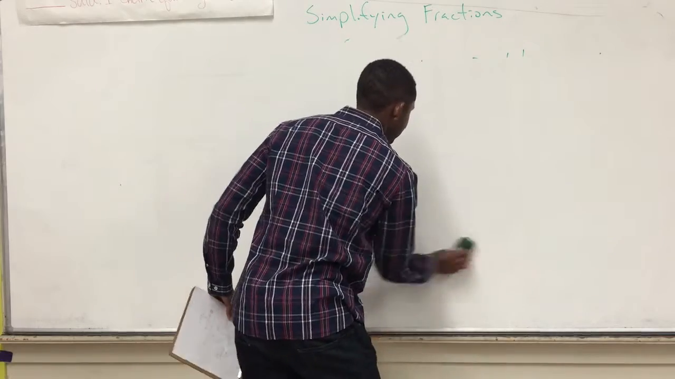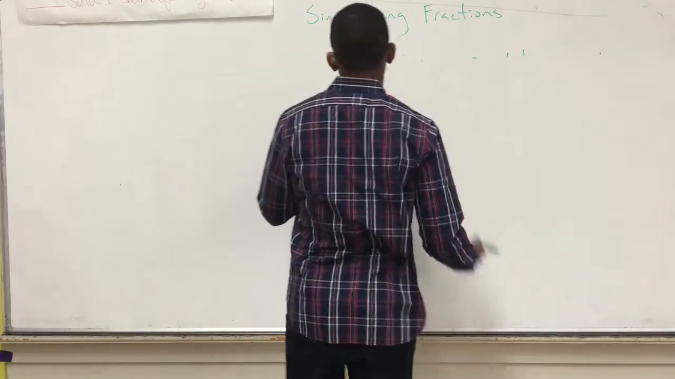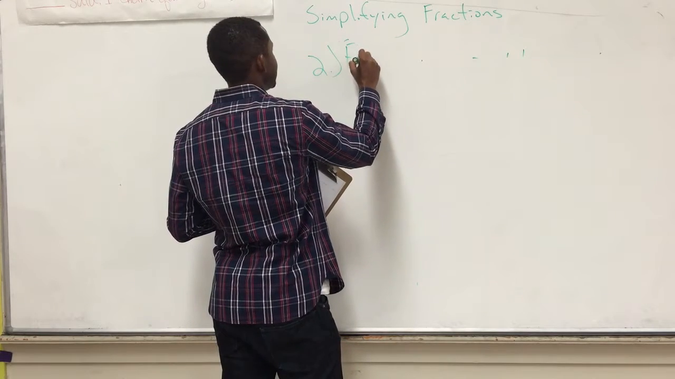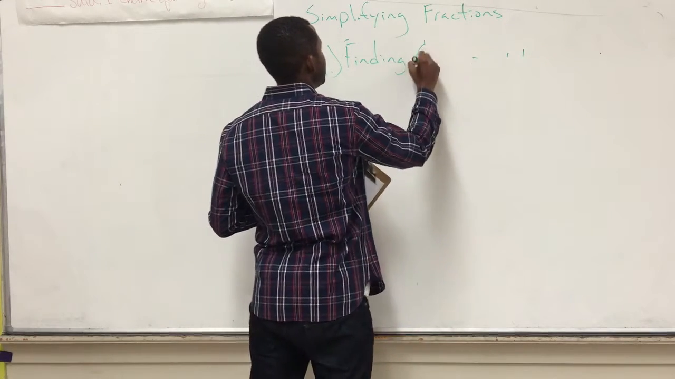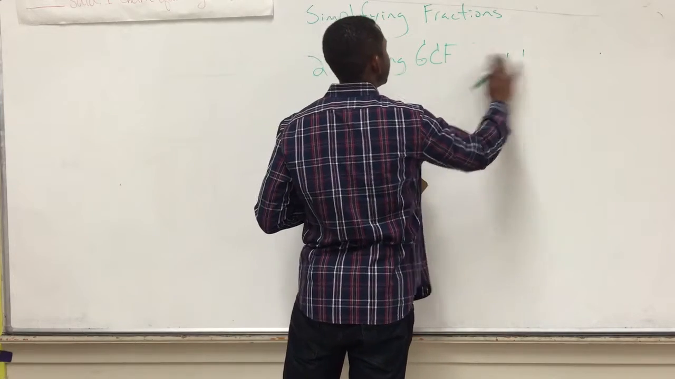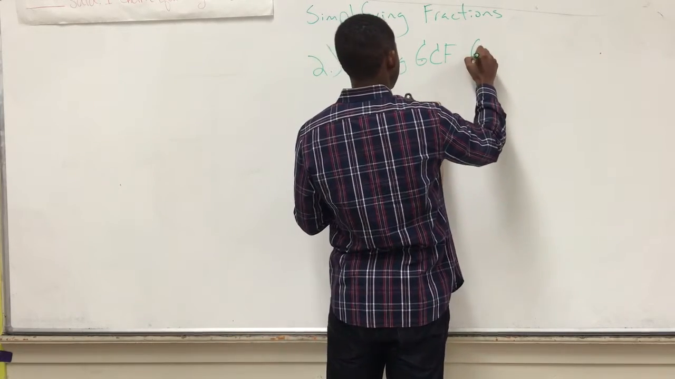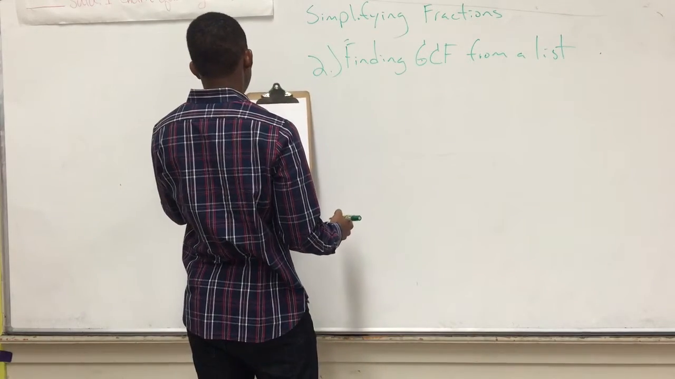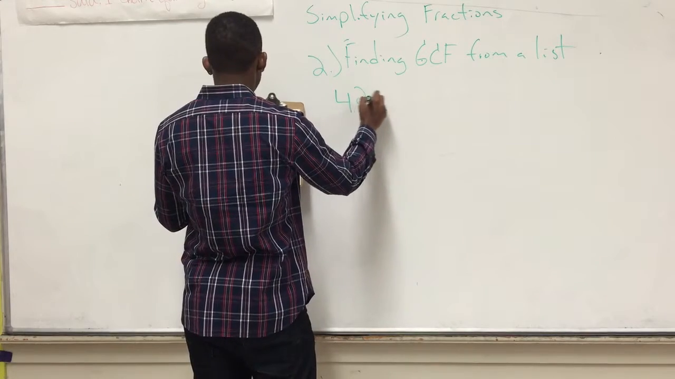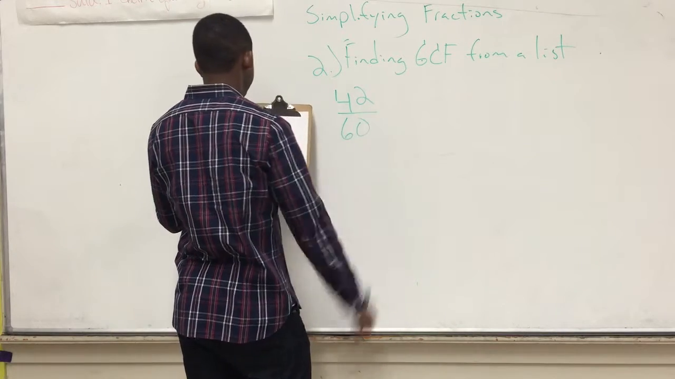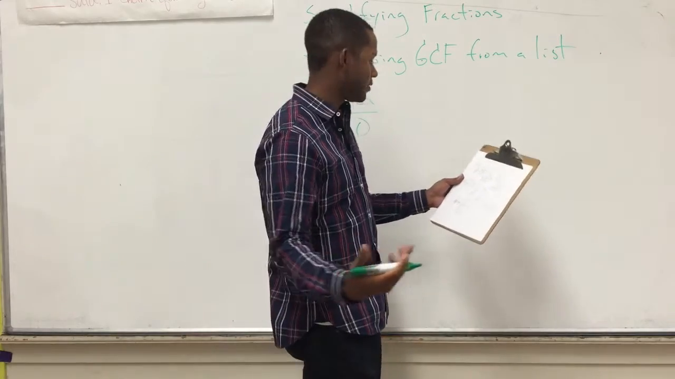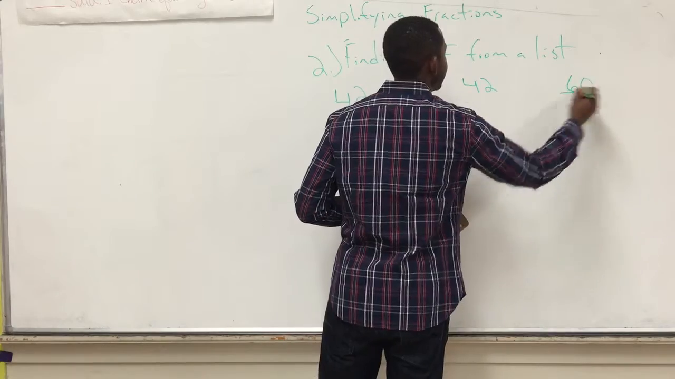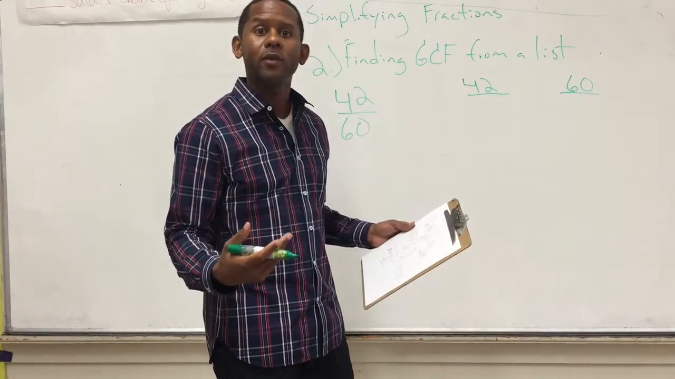But now let's look at the second way to do it. The second way is finding the GCF from a list. Okay? So in this one, I'm going to take a new fraction, 42 over 60. And this time I'm not going to break it down with a factor tree. I'm going to start listing my multiples of both 42 and 60. Pay attention to the way in which I do this.